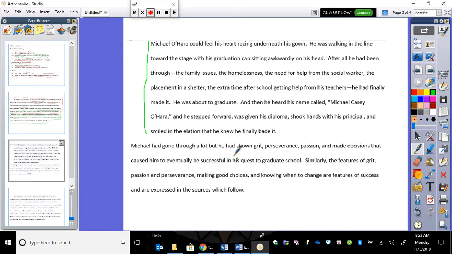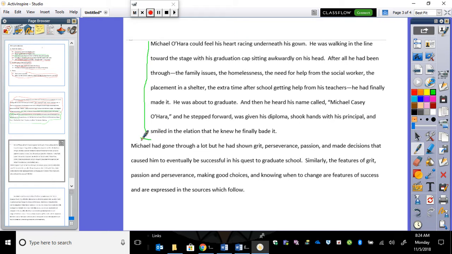So going back to the model here that I'm marking up, Michael O'Hara could feel his heart racing underneath his gown. He was walking in the line toward the stage with his cap awkwardly on his head. After all he had been through, the family issues, the homelessness, the need for help from the social worker, the placement in a shelter, the extra time after school getting help from his teachers, he had finally made it. He was about to graduate, and he heard his name called, Michael Casey. Given his diploma, shook hands with the principal, and smiled in elation as he knew he had finally made it. So this is one of those things where we use narrative techniques to get the reader interested.